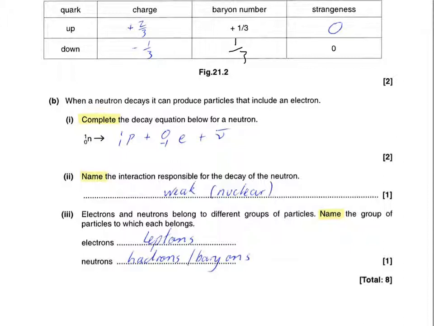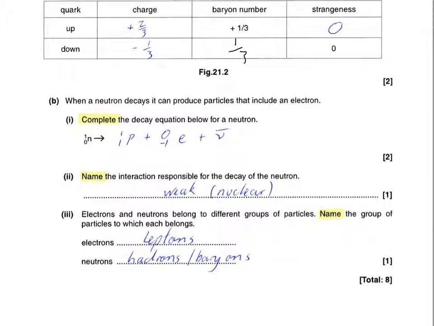And then finally, electrons and neutrons belong to different groups of particles. Name the group to which each belongs. So electrons are a lepton and neutrons are a hadron, or if you prefer, a baryon.